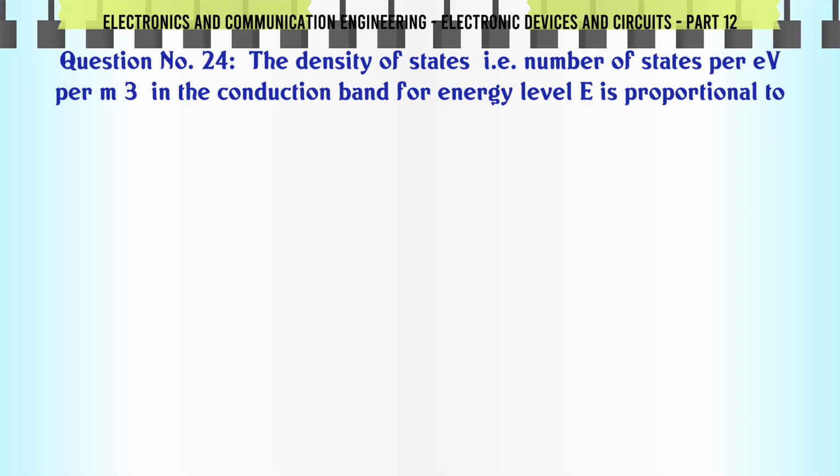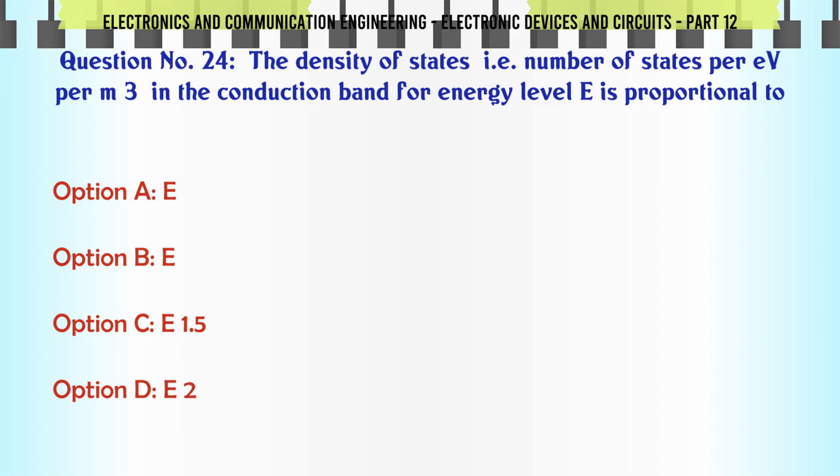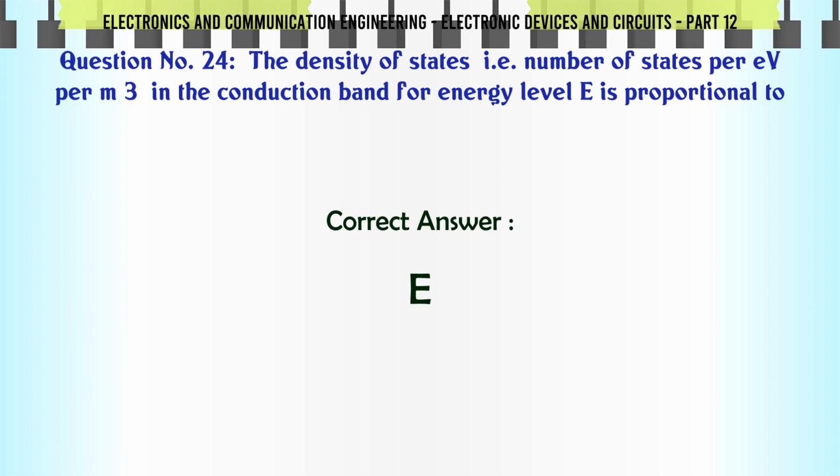The density of states, i.e. number of states per eV per m3 in the conduction band for energy level E, is proportional to A) E, B) E, C) E^1.5, D) E^2. The correct answer is E.